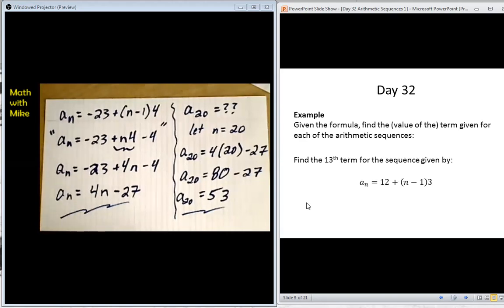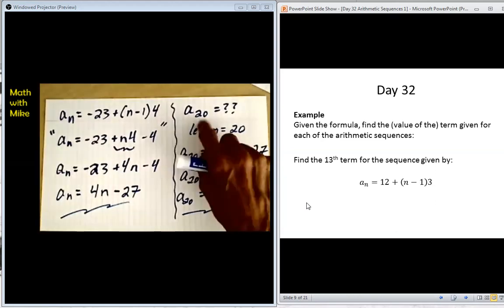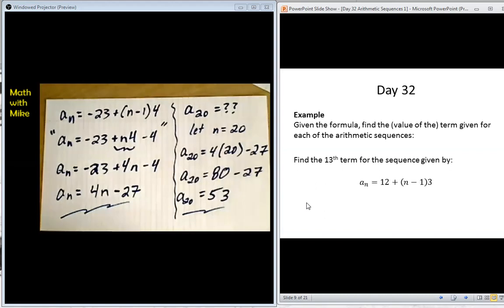What's left? Find the 13th term. We're just doing questions like this. Find the 20th term. Okay, so take a second and work out this one, please. What's the 13th term if this is the formula for it? Formula for some sequence.